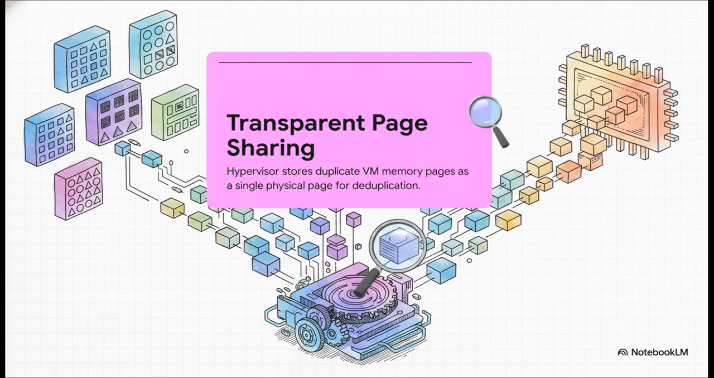Well, to answer that, let's quickly baseline our understanding here. What exactly is transparent page sharing, or TPS? In plain English, TPS is just the process where a hypervisor, like VMware ESXi, handles memory deduplication. It acts kind of like a housekeeper, finding identical memory pages across different virtual machines and just consolidating them into a single page on the host's physical memory. By stopping the system from hoarding redundant data, it frees up all this physical memory for other things. It's a brilliant piece of engineering.